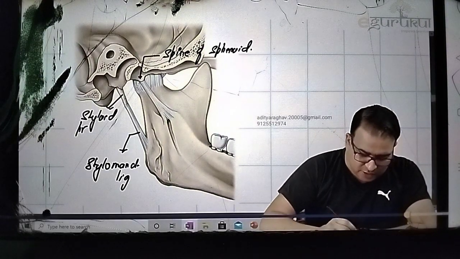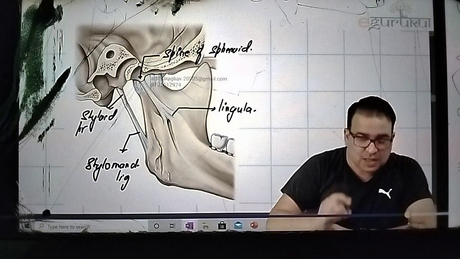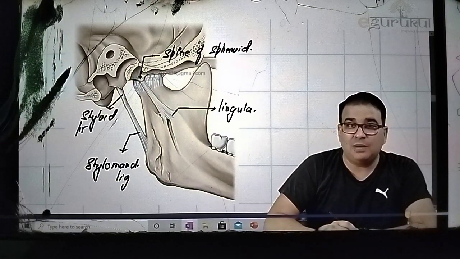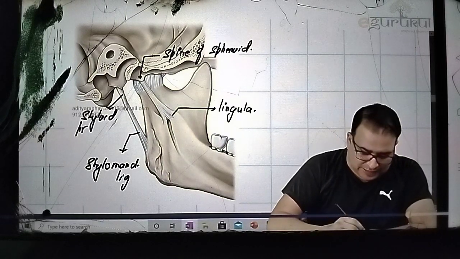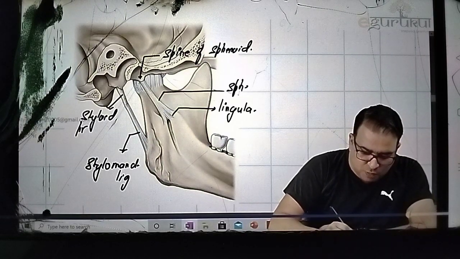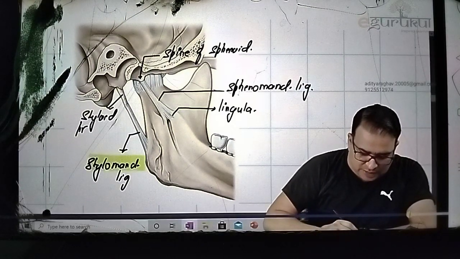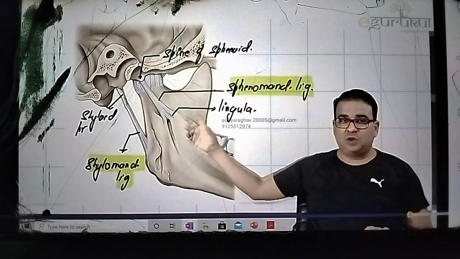And from the spine of sphenoid to a bony projection here, there is a small tongue-like bony projection which is called the lingula. Lingula is basically covering the mandibular foramen. Remember that there is a mandibular foramen over there from where the nerve and artery will go inside. So that is called the lingula, and this ligament is called the sphenomandibular ligament. Stylomandibular ligament is from the styloid process, and from the spine of the sphenoid to the lingula on the medial surface, it is called the sphenomandibular ligament.